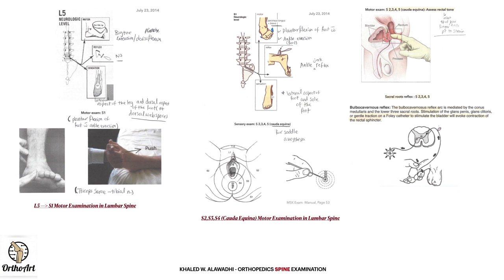And this is how you do it, assessing the anal rectal tone. It's like you're doing a DRE examination, but you ask the patient to squeeze on your finger. This is the anal tone examination. There's also the bulbocavernosus reflex, which you have to check. You stimulate the glans penis or glans clitoris, or apply gentle traction on the Foley's catheter, sometimes when the patient is already on a Foley's catheter in the ward, to stimulate the bladder, which will evoke contraction of the rectal sphincter. This is normal. However, if it's absent, it presents a problem which you have to investigate later on.